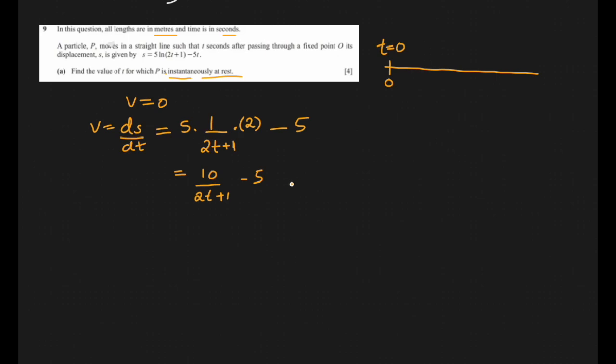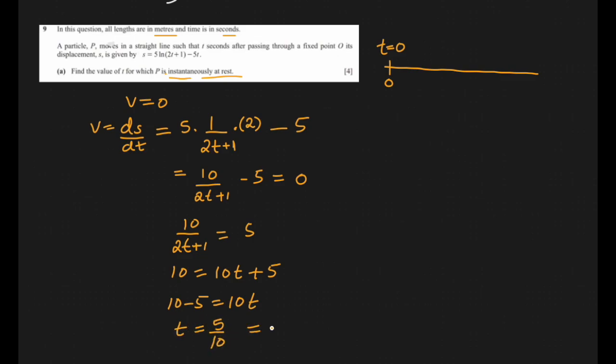And we have to make it equal to 0 for instantaneous rest, and we have to find t. So 10 over 2t plus 1 equal to 5. Cross multiply. 10 equal to 10t plus 5. So 5 goes to the other side. 10 minus 5 equal to 10t. And t comes out to be 5 divided by 10, which is 0.5 seconds or half second. That's the value of t when it is instantaneously at rest, which means it changes its direction.